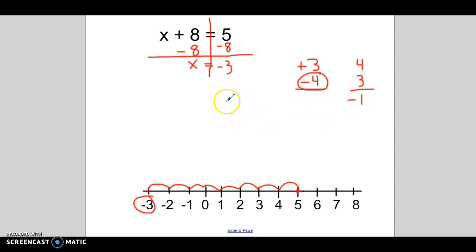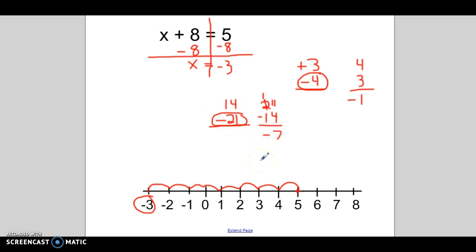Let's try another one. If we have 14, a positive 14, minus 21, I'm going to circle this one because it's the larger one. I'll flip it upside down and subtract the smaller from the larger. I'm going to have to borrow and turn this into an 11. 11 minus 4 is 7. 1 minus 1 is 0. I'm going to look over here. I have a negative number, which means my answer is going to be negative.